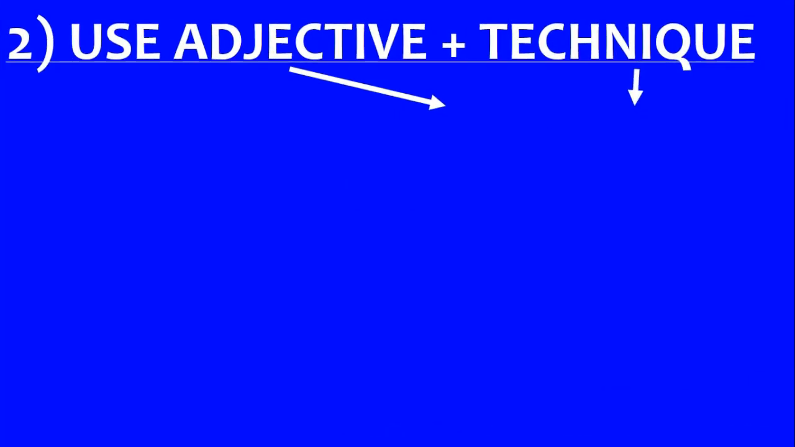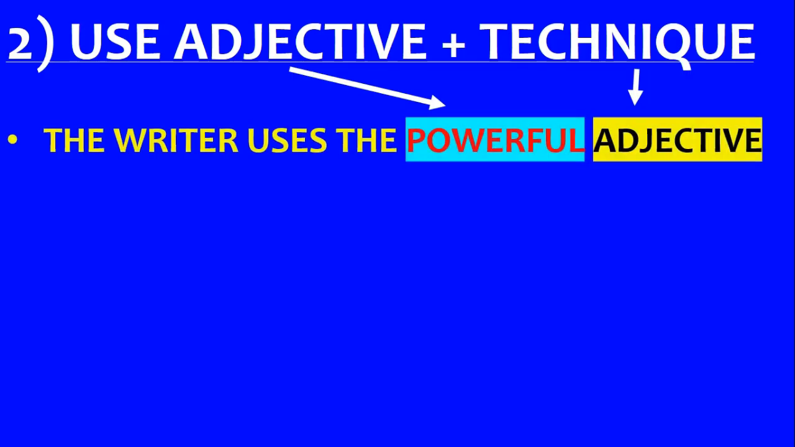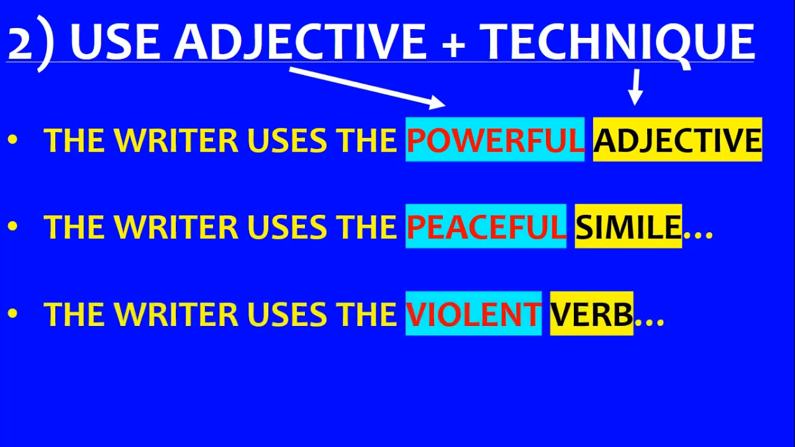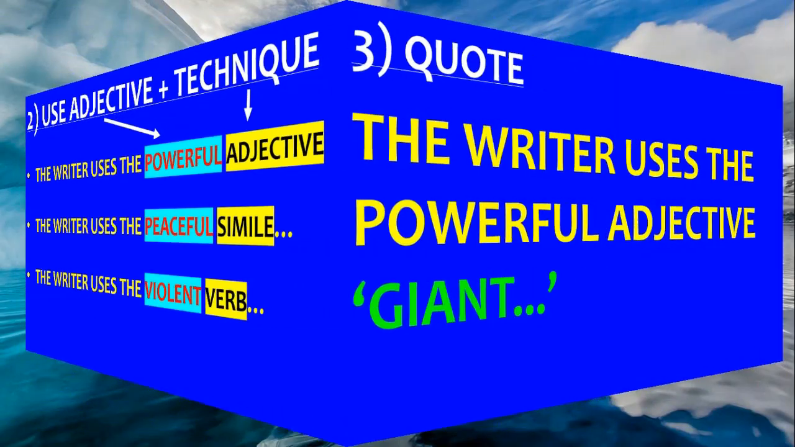Number 2, use an adjective and technique. We're going to say what technique the writer does, and then maybe use an adjective just to describe it. For example, the writer uses the powerful adjective. The writer uses the peaceful simile. The writer uses the violent verb. The adjective is in the blue and the actual technique the writer does is in yellow. If you don't do the blue, it's not the end of the world, but we really do want to get that technique in there. But I'm going to use: the writer chooses the powerful adjective.